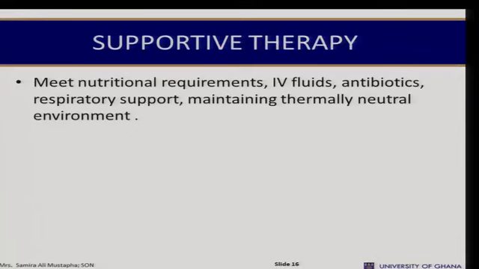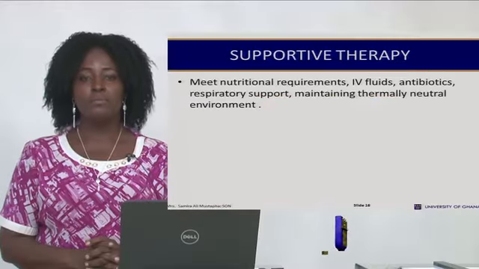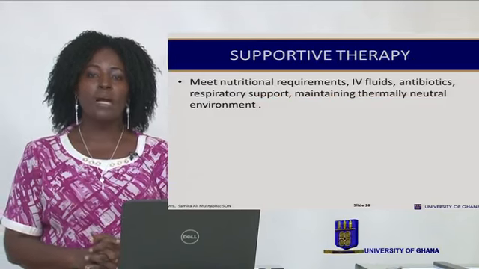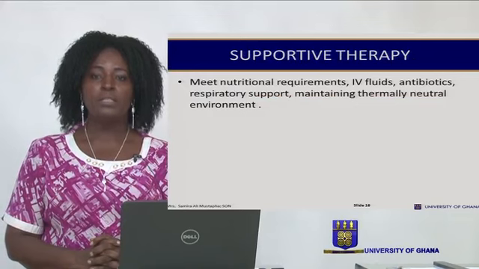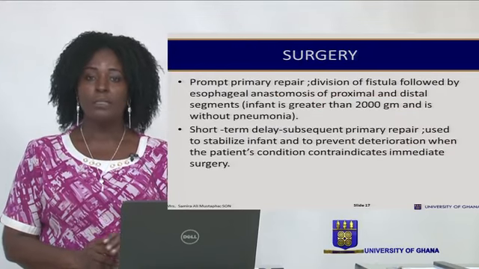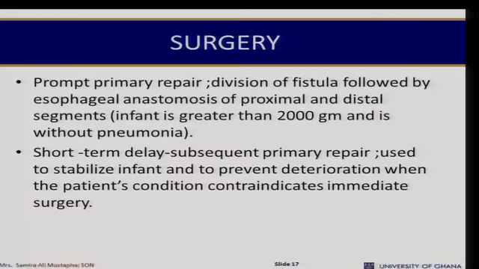Supportive therapy: you need nutritional requirements, IV fluids, antibiotics, and respiratory support. All these are required, and also to prevent infection, so you promote the surgery. Prompt primary repair: division of the fistula is followed by esophageal anastomosis of the proximal and distal segments.